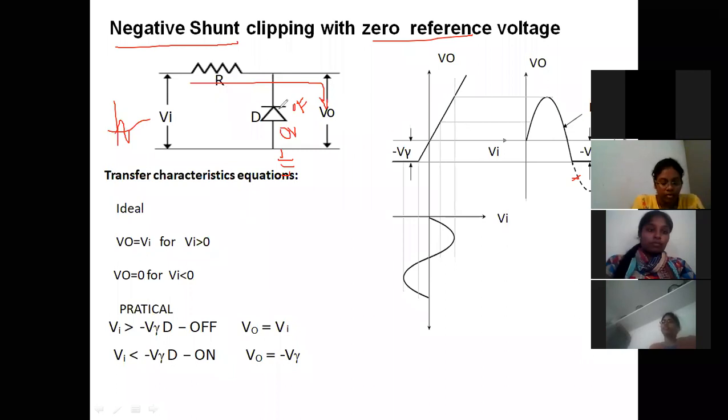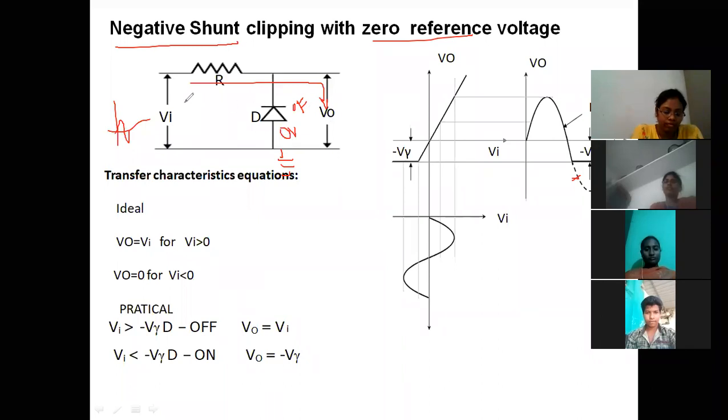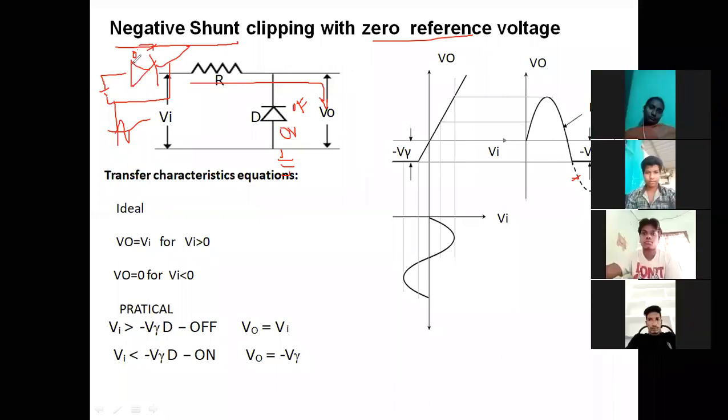But if you consider a practical diode, there will be some cut-in voltages. Here you have to observe that the diode is placed like this, with the anode connected to the positive terminal. If it is silicon, then it will be on when the input voltage reaches 0.7 volts.